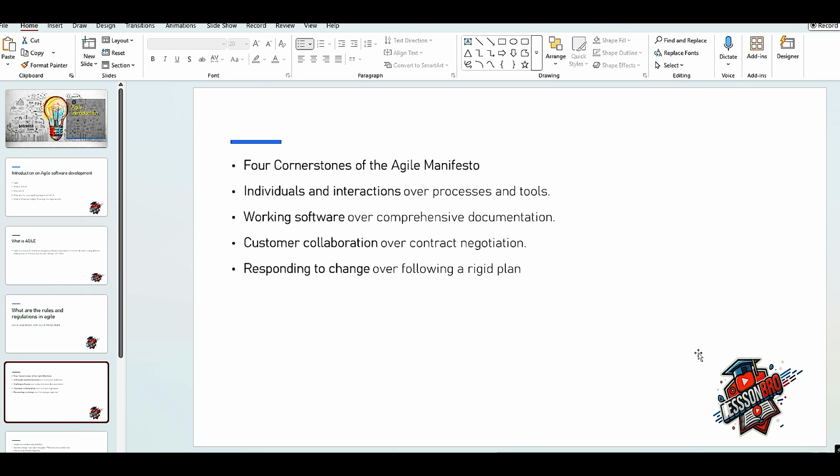Normally people get confused between individuals and interactions over processes and tools, and customer collaboration over contract negotiation. Can someone give a small example? What does the third one actually mean? Because the third one is very important, something we are supposed to use in day-to-day life. As an Agile project manager, we should be very cautious on this topic, on this manifesto. Any one good example will help us understand more.